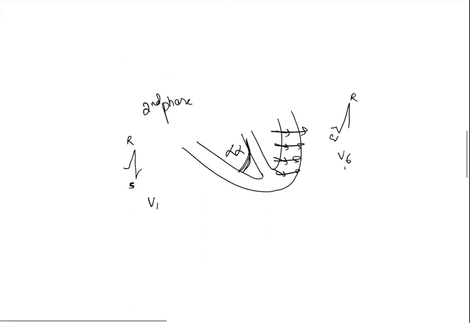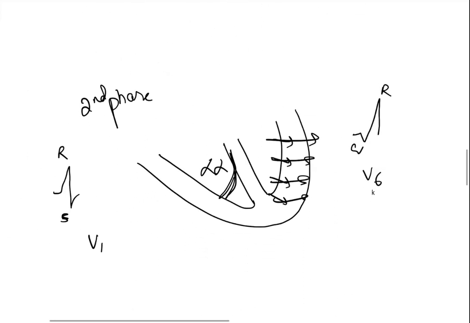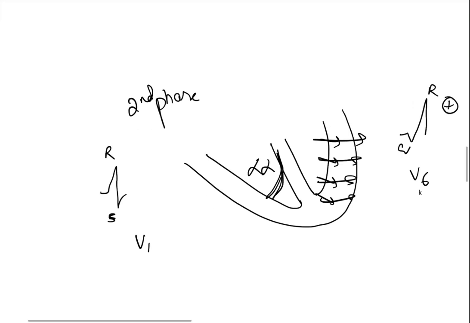Now moving on to the second phase. This is when the actual pathology starts. Since the right bundle branch is blocked, the left ventricle gets depolarized, and since the direction of depolarization is towards V6, you get a positive wave here called the R wave, and then since it's away from V1, you get a negative wave here called the S wave.